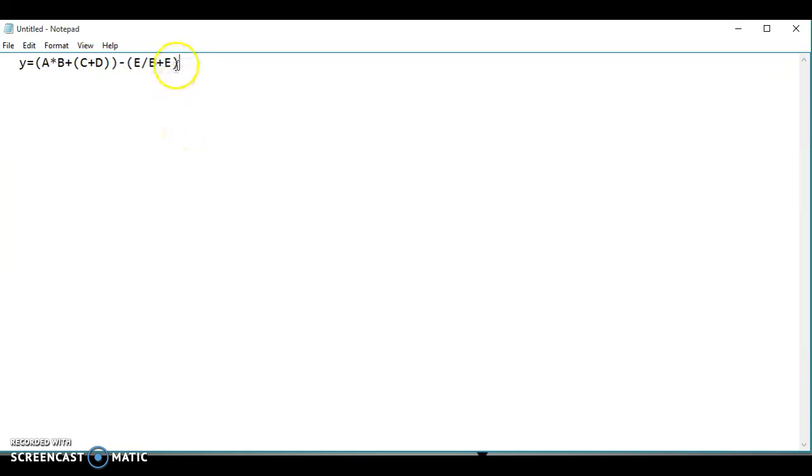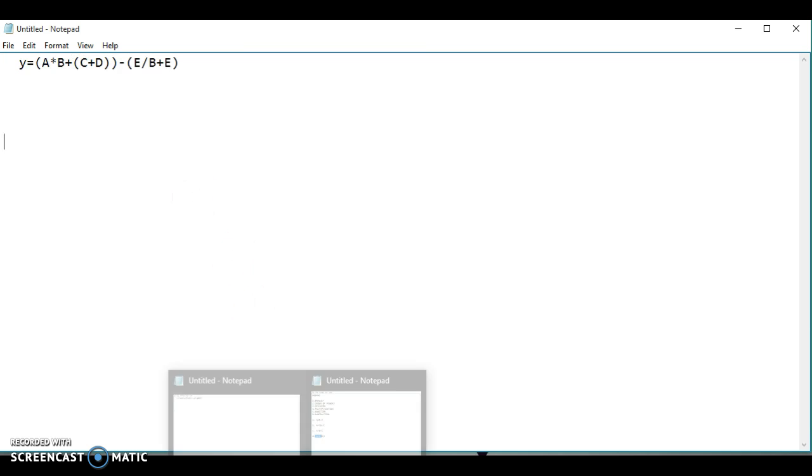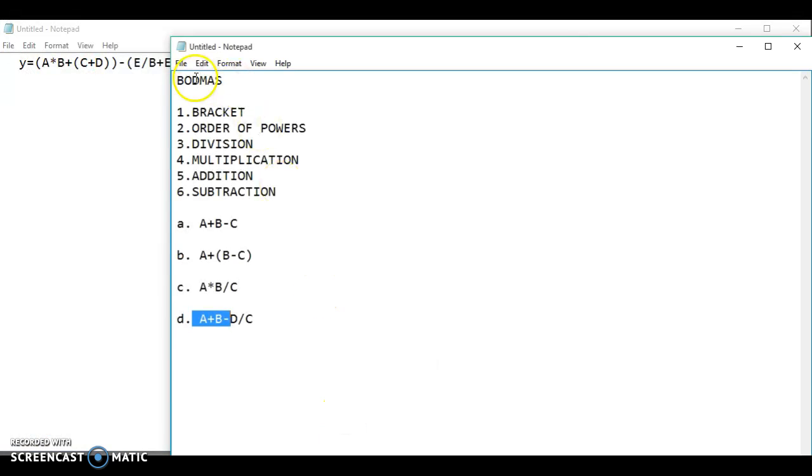Hi guys, today I'm going to convert the following expression to postfix notation and draw a stack diagram. Before I start converting the expression, let me explain the rules that need to be applied to convert an expression. The rules we apply is BODMAS. So what is BODMAS? BODMAS stands for bracket, order of powers, division, multiplication, addition and subtraction.